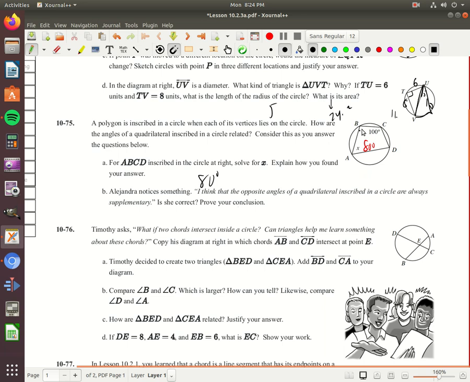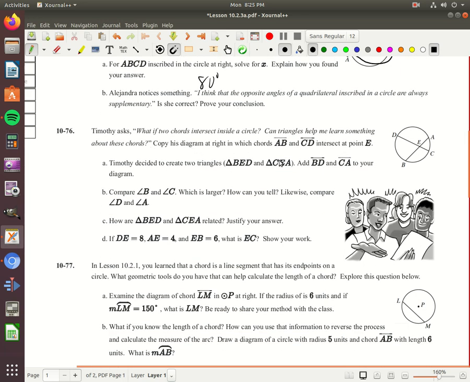The idea would be if I took this angle and this angle, this angle would give me this intercepted arc, and this angle would give me this intercepted arc. So if you add the two opposite angles of a quadrilateral up, the intercepted arcs equal 360, which means half of that would be 180. So yeah, that means they're supplementary. They're always supplementary.